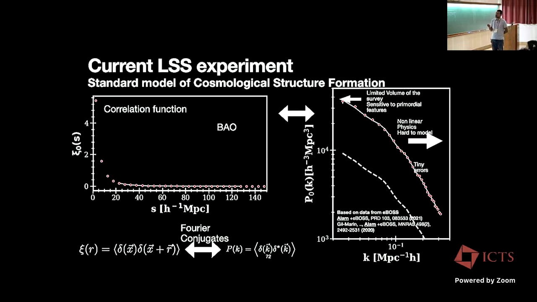And you're going to get a plot like this. So this is the same sample where we have measured the correlation function. You see this. Do you see BAO in this?